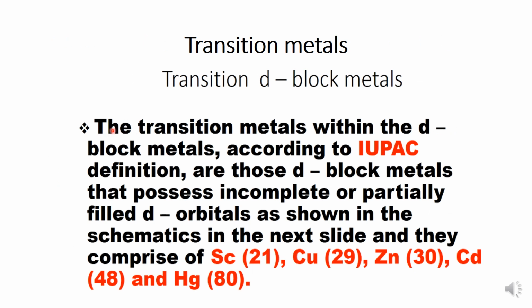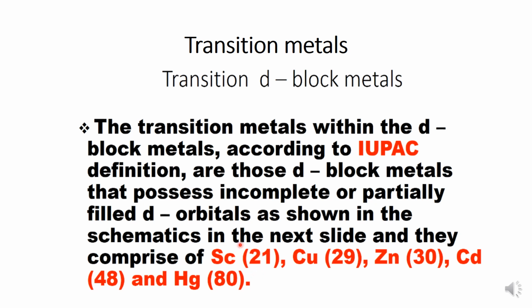Then comes the transition d block metals. The transition d block metals within the d block family, according to IUPAC, are those metals that possess incomplete or partially filled d orbital, as shown in the schematic in the next slide. And like we said earlier, there are d block metals, but because they have single electrons in the penultimate orbital, they are called a different name, and they are made up of scandium.